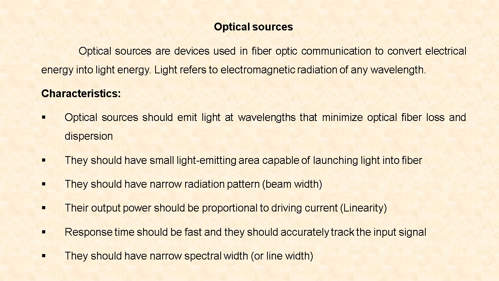The optical sources should have the following characteristics. First, they should emit light at wavelengths that minimize optical fiber loss and dispersion. Optical sources should have a small light emitting area which is capable of launching light into the fiber. And they should have a narrow radiation pattern, that is, the beam width should be very narrow.